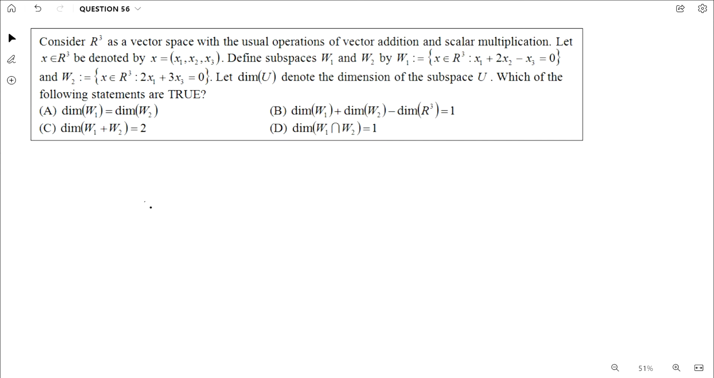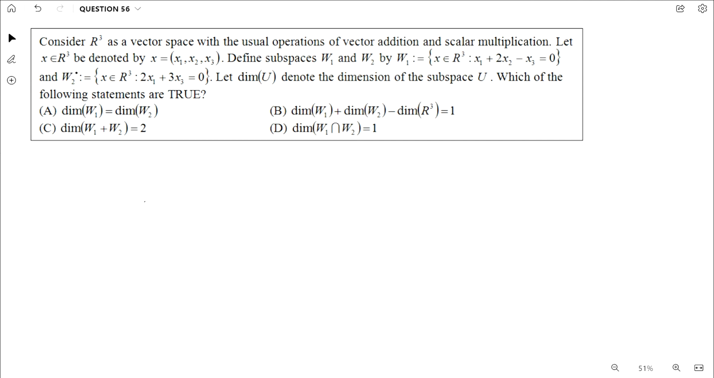Hello friends, today we are going to solve question number 56 from GATE 2022. So this is a linear algebra question. We are given R3 as a vector space with usual operations of vector addition and scalar multiplication.